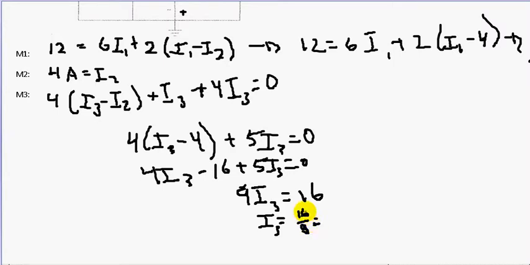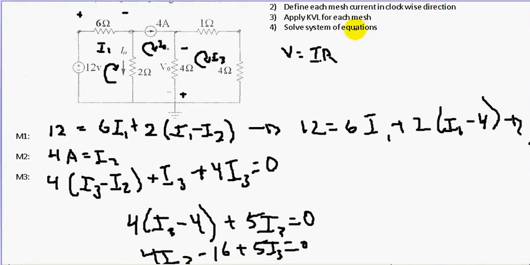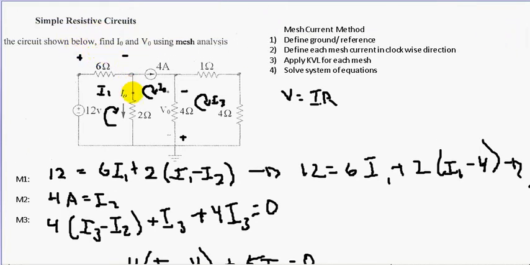Divide both sides, top and bottom by 3. Let's see. So 16 over 9 into our calculator: 1.7788 amps, 1.78 amps. Okay. So we now found what I1 is, I2 is, and I3. All right, so we found our mesh currents, and then we need to find I/O.